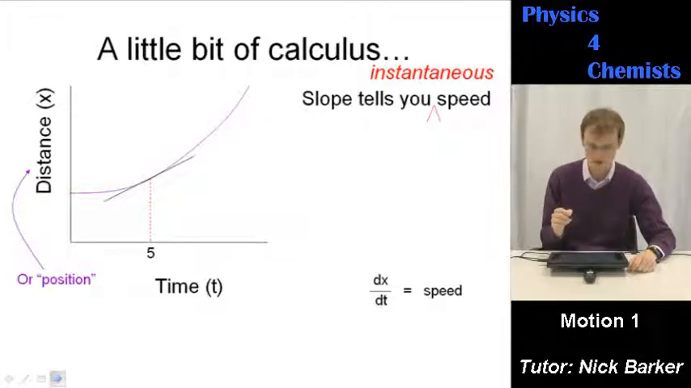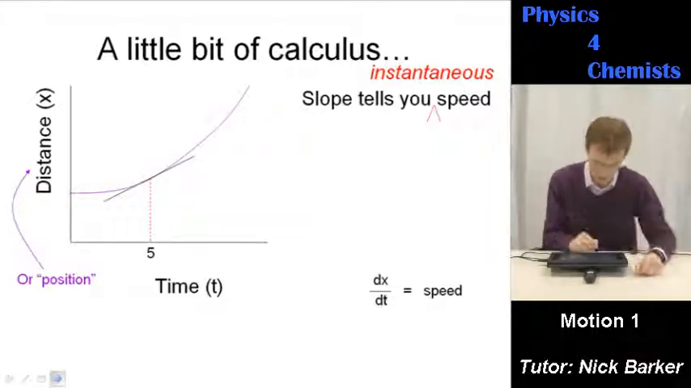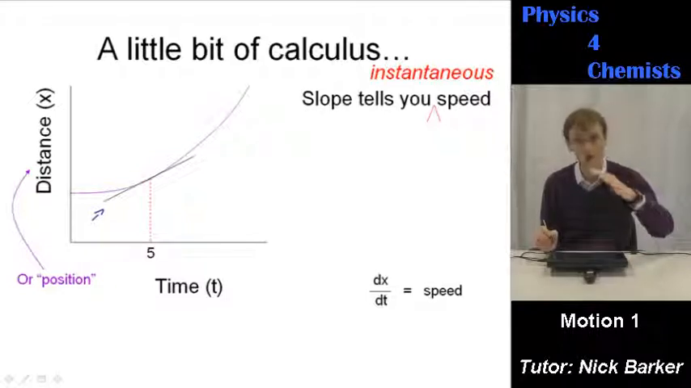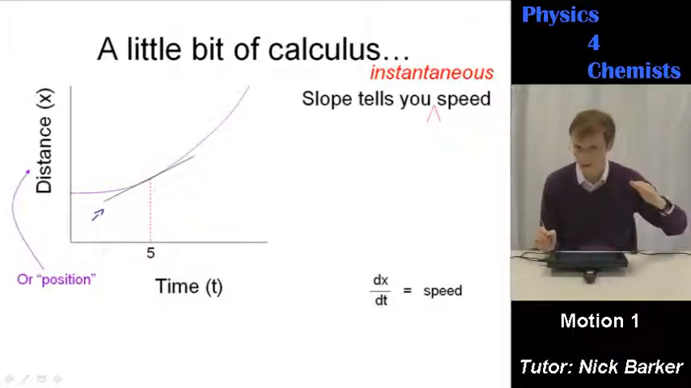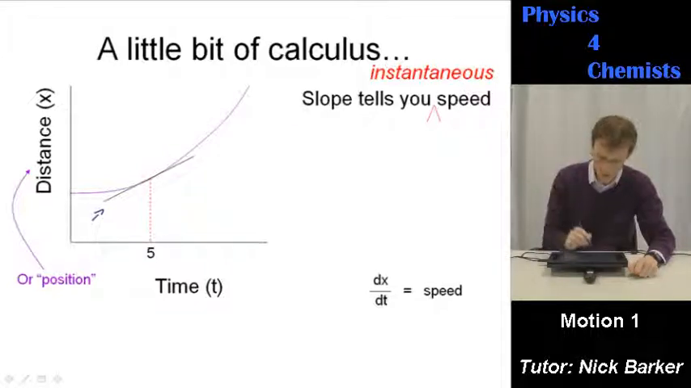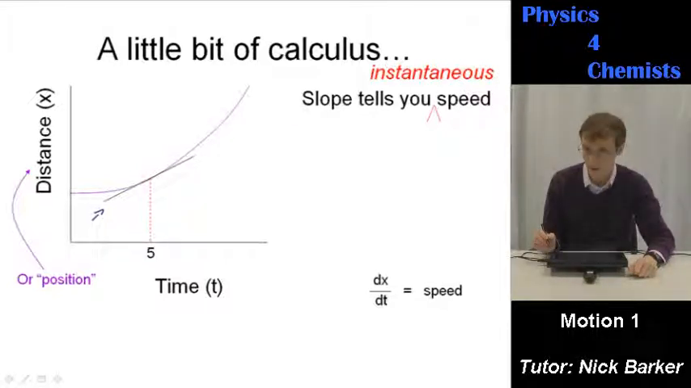What's the speed it's going at after 5 seconds, in my example? The way that you would do it is you draw a line. This line here is called a tangent, and you take the gradient of the curve. A tangent is a straight line that only touches the curve at one point. And the slope of that tangent will tell you the instantaneous speed.